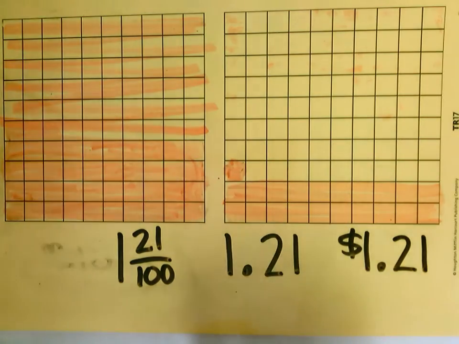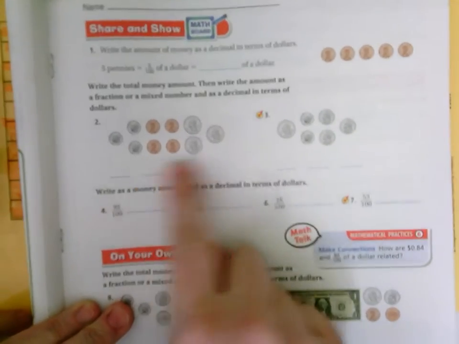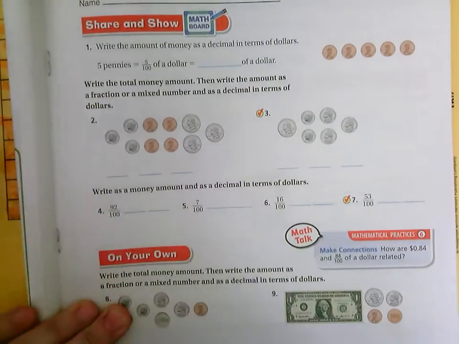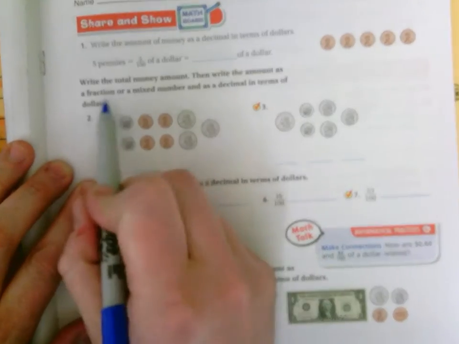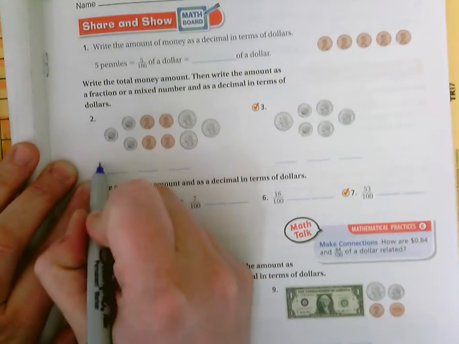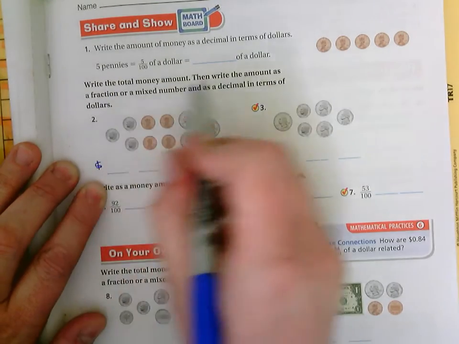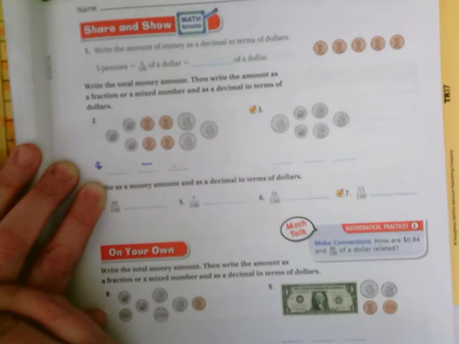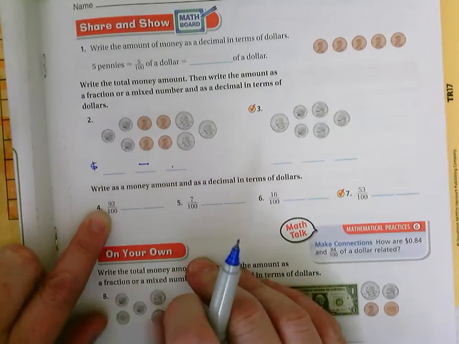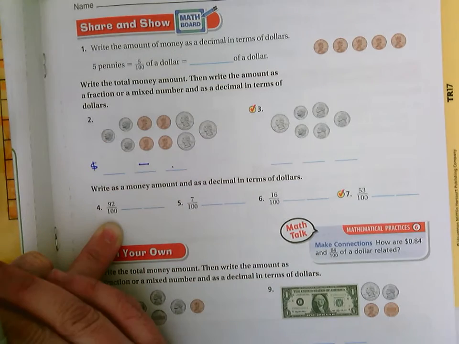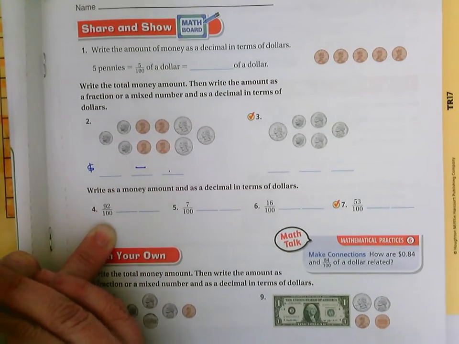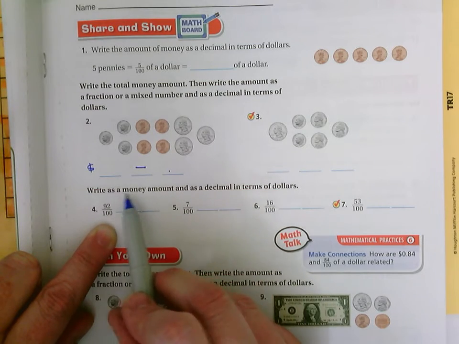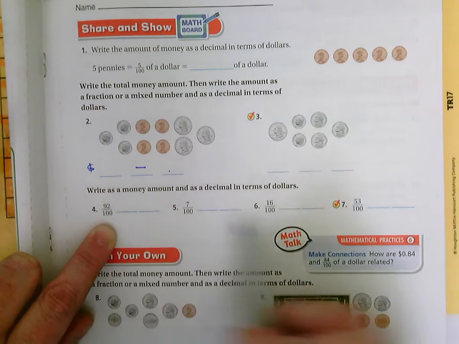All right, so today in your Kami pages, you're going to be given some money amounts. You need to add up the money, and then you're going to write it out as a money amount. The first one is going to be a money amount. The next one is going to be a fraction or a mixed number. And the last one is going to be a decimal. Make sure you're getting all 3 types to write it as. Same thing down here. Write as a money amount and then as a decimal when you're given the fraction.